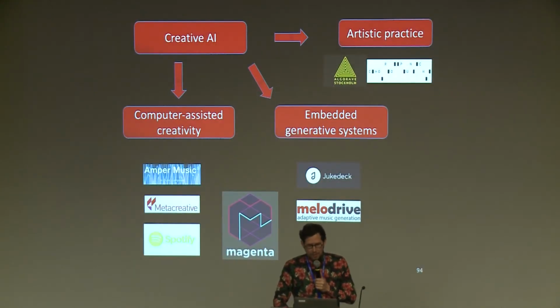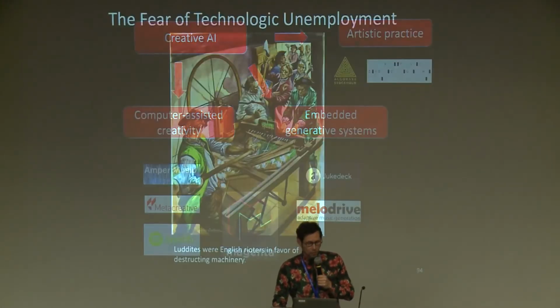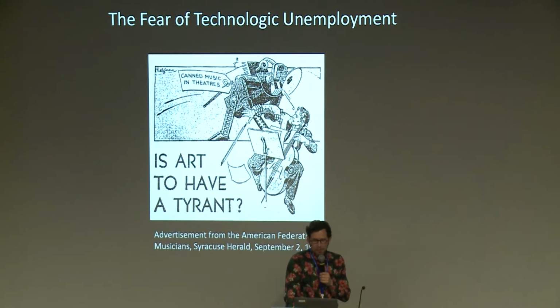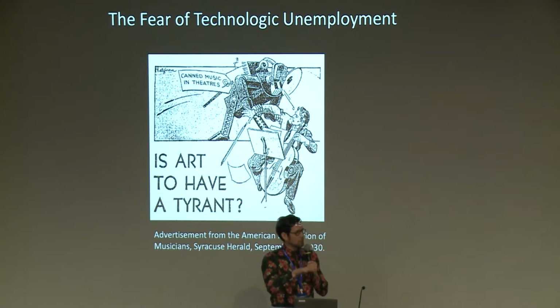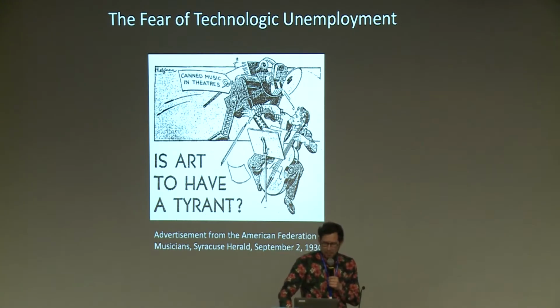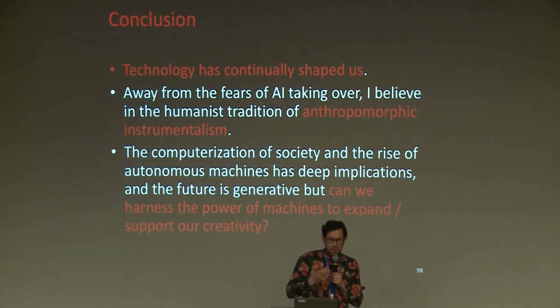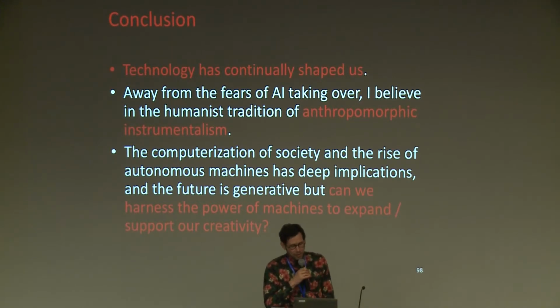So those systems, especially the applied ones, they start to get deployed. And every day there are new companies getting started that are using those systems. So of course, it starts to raise fears. And those fears are not new. When physical work was automated, there were riots and revolts about it. When music reproduction was mechanically possible, there were issues around it. But as a conclusion, technology has always continually shaped us, from the invention of the wheel to the computerization of society, and away from fears of AI taking over.